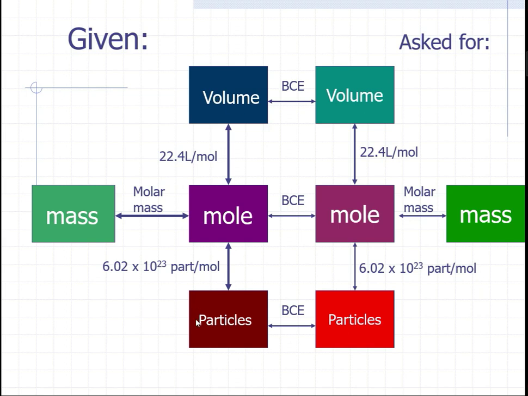The left-hand side will represent measurable quantities that we would have of a given material. And then since this is stoichiometry and you're talking about multiple types of materials, the asked for side is going to be the other substance you're going to be asked about. Let's just see how this works.